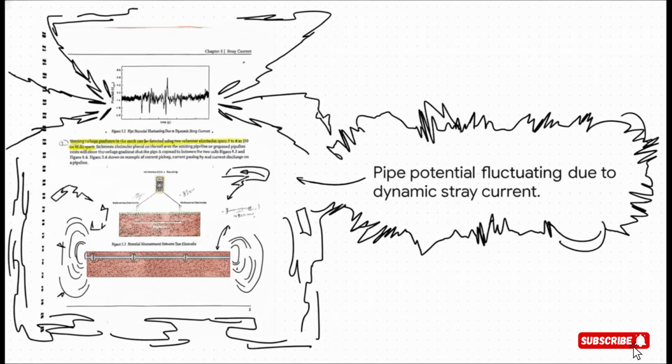And this graph, this is its signature. This is what you'll see on your multimeter out in the field. A healthy, protected pipeline should give you a nice, steady pipe-to-soil potential. When you see your readings bouncing all over the place like a seismograph during an earthquake, that's a huge red flag. It's practically screaming at you that there's an external, intermittent power source messing with your system.